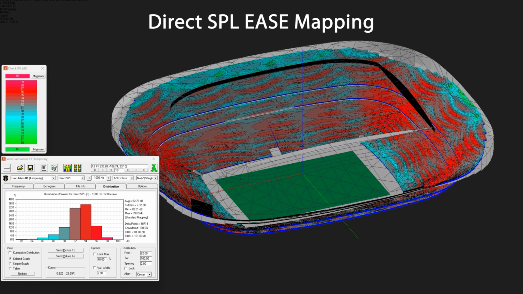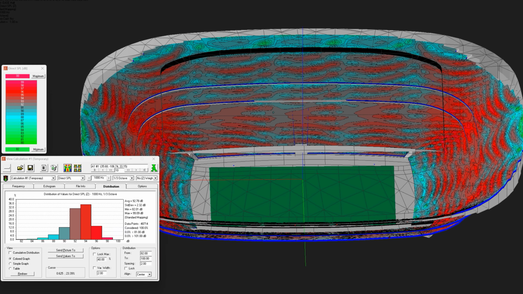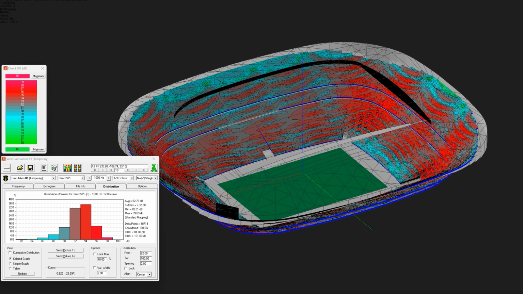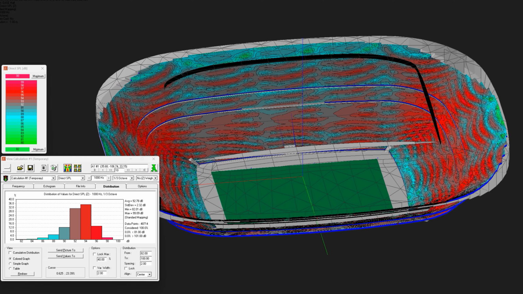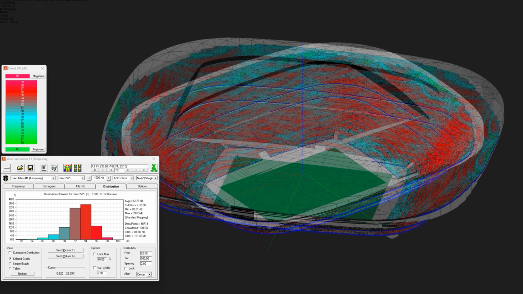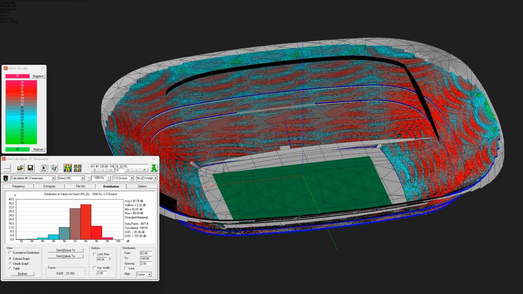Direct SPL. The direct sound pressure level measures the sound energy arriving from the loudspeakers on a direct line-of-sight path at the receiver. For each loudspeaker, the received level is determined based on the distance of the loudspeaker, its direction, the electrical power supplied to the loudspeaker, and the properties of air.